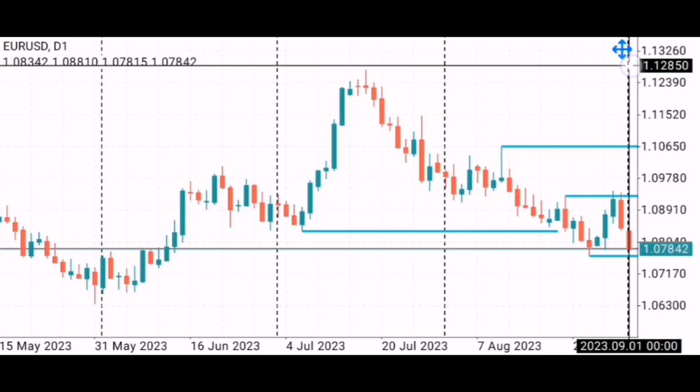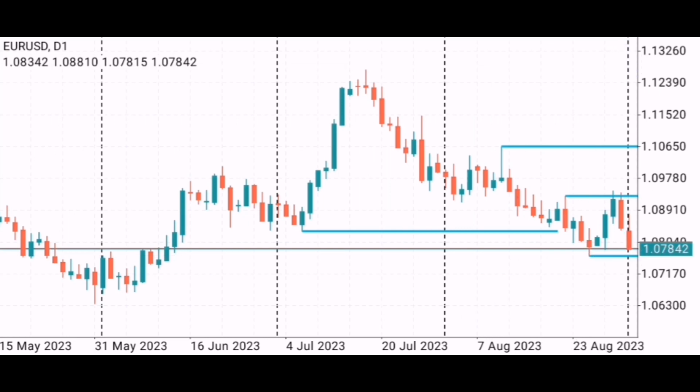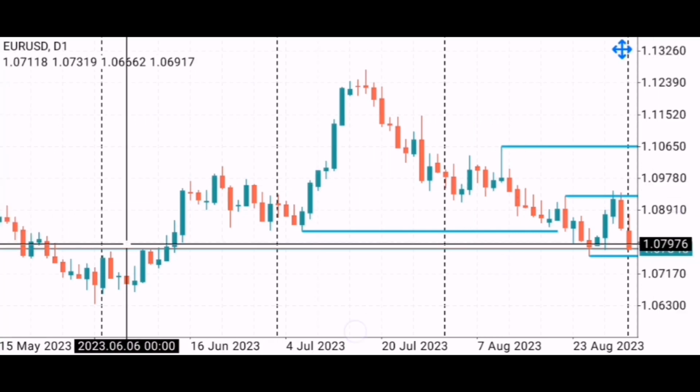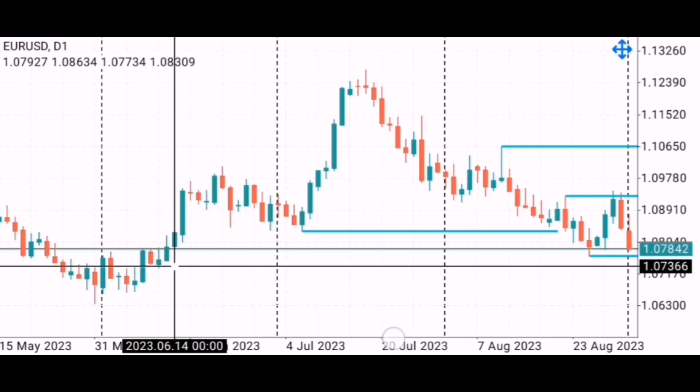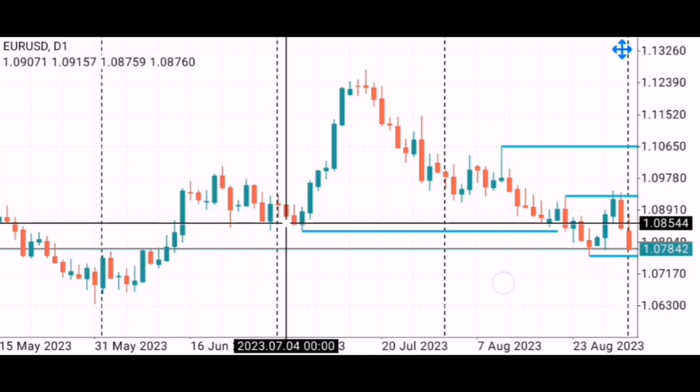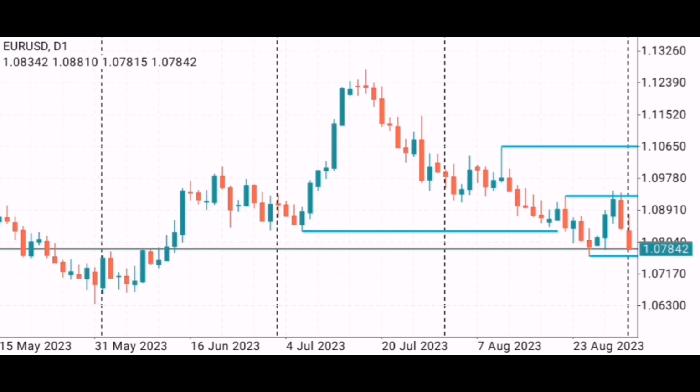As you can see, price is hurrying into that low to take it out, and from there we will potentially expect price to continue to the downside into these lows over here. All right, so basically this is the analysis that one could have taken advantage of this week.